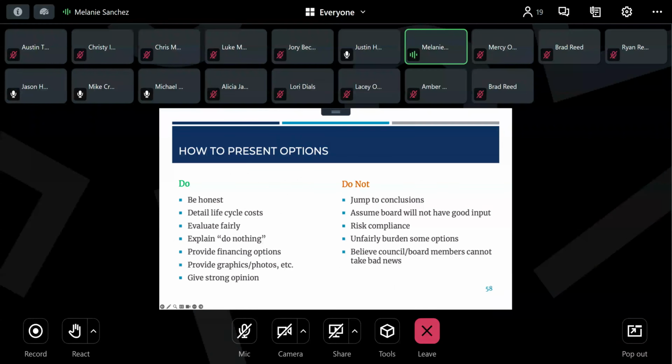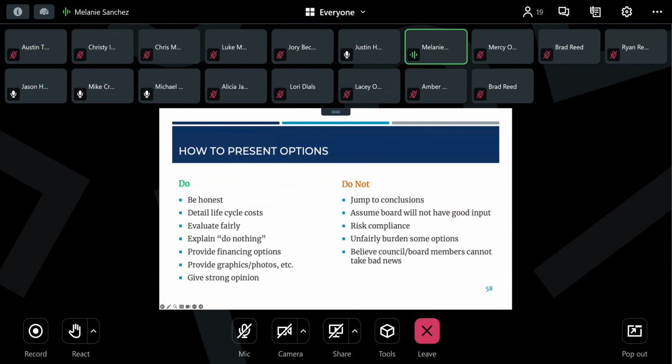Some do's and don'ts of presenting options: you want to be honest, always present those options truthfully. Provide a comprehensive view of the life cycle costs associated with each option. Transparency is key. Fairly assess and compare each option. Consider the pros and cons of each. Include the do nothing option, right, along with the consequences of inaction.